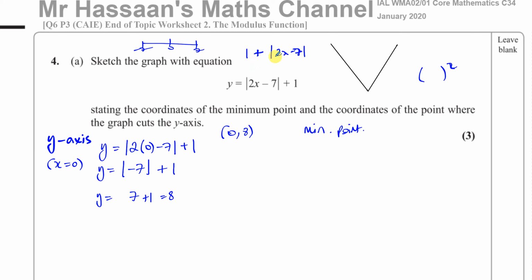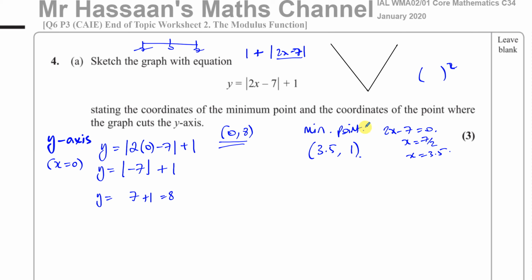And what causes us to not add anything to the 1 when this becomes 0? So when 2x minus 7 becomes 0, then what's inside here becomes 0, and you're left with 1, which is the lowest that it can ever be. It can't ever be lower than that. So when x equals 7 divided by 2, so x equals 3.5, the minimum point is when x is 3.5 and y is 1.